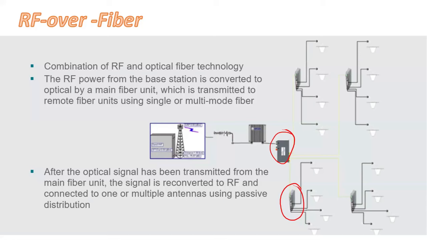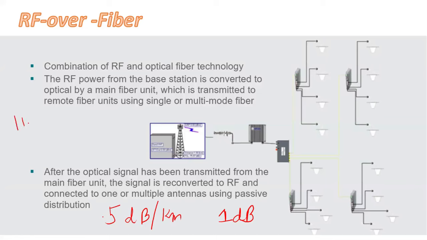So let me write this also. This is our optical fiber, and this is our coaxial. Generally, a fiber cable has a loss of around 0.5 dB per kilometer, right? So for 2 kilometers, the loss can be around 1 dB. But for a typical 900 megahertz coaxial cable, the loss can be around 11.5 dB per 100 meters. So for 2 kilometers, it can be 230 dB, right? So for coaxial cable, the loss is 230 dB.